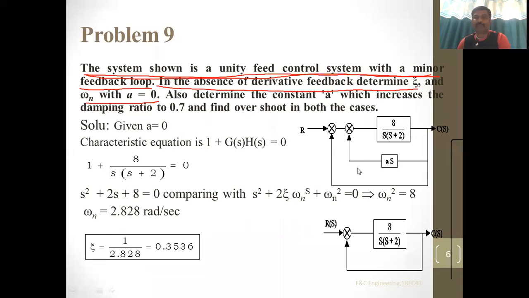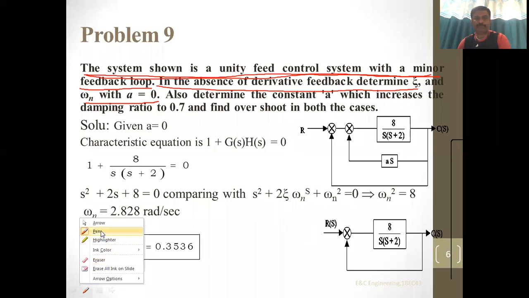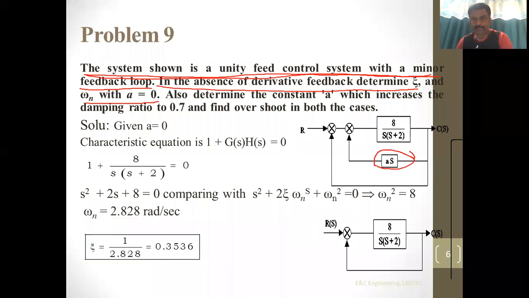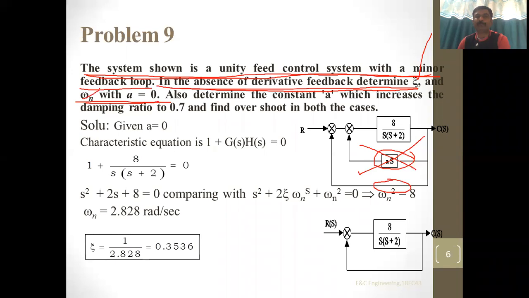Now, this is the given system. Please observe that it has two feedback loops: one is along with As, and one more is the unity feedback. Initially, what does it say? In the absence of derivative feedback, determine xi and omega n with A equal to 0. Also determine the constant A, which increases the damping ratio to 0.7, and find the overshoot in both the cases.